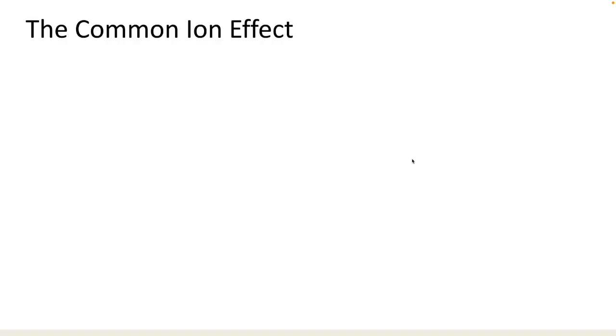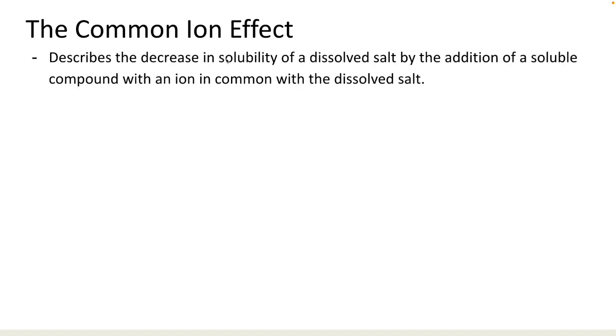So 2 types of calculations. We can go from the solubility given the KSP or the KSP given the solubility, depending on what we need to do. All right, let's look at something which affects this, which is called the common ion effect. This describes the decrease in solubility of a dissolved salt by the addition of a soluble compound with an ion in common with the dissolved salt. So the common ion affects the equilibrium position of the dissolved salt.